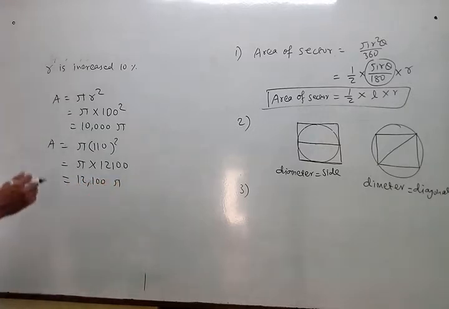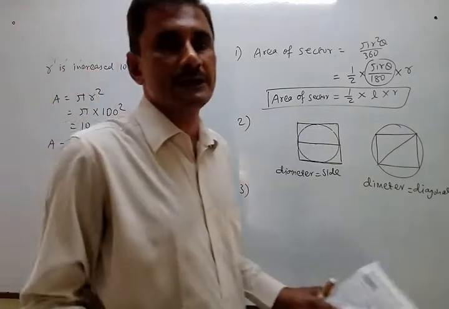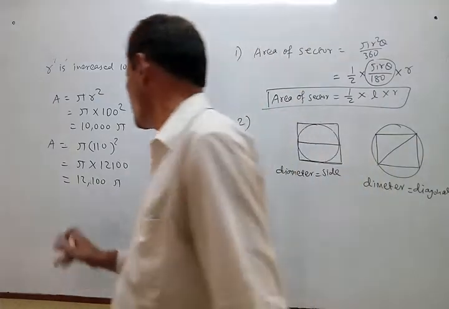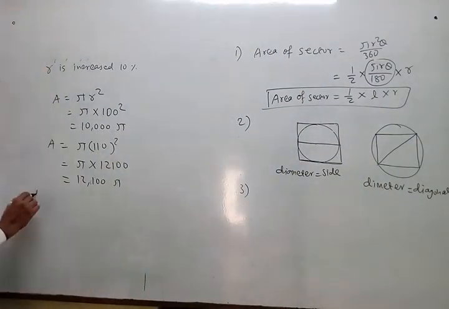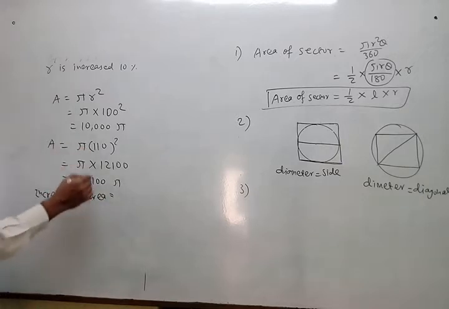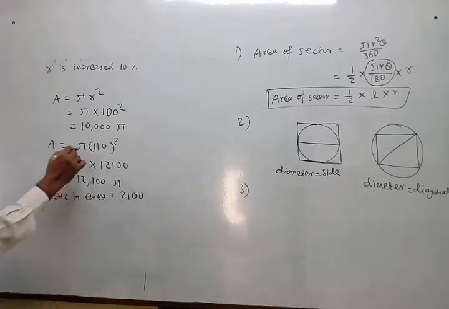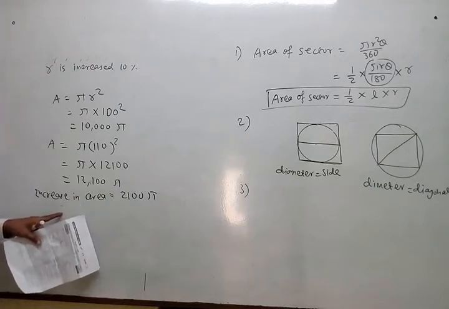Now I don't want the area itself, I want to find the increase. So how much is the increase in area? Just take the difference of both these. So obviously it will be 2,100 pi.